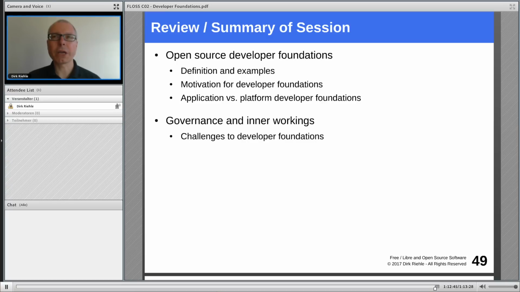Okay, so looking back over this session, we looked at what open source developer foundations are, the two variants of application versus platform developer foundations that we find there, how they are defined, lots of examples, and why companies engage in these foundations. How to do them is another topic shortly addressed here, and how the governance should look, and of course also some challenges that might be waiting for open source developer foundations on the way.